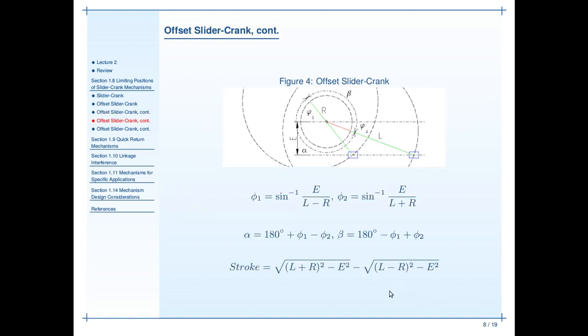Just by geometry, we can calculate everything that we need in order to determine that forward to return stroke time. The angle phi1, shown right here where my pointer is, can be seen as the inverse sine of the offset E divided by the length of the conrod minus the length of the crank. Theta 2, where my pointer is now, can also be found with a similar simple equation. That allows us then to calculate alpha and beta and find that offset slider ratio.